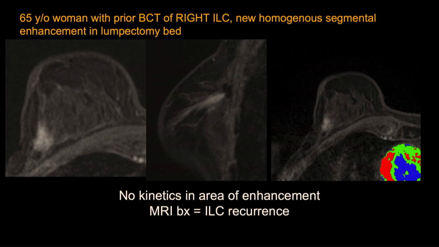And this is a really nice example of a 65-year-old woman who had prior BCT with right ILC, and you can see there's new homogeneous segmental enhancement in the lumpectomy bed, and there's absolutely no kinetics in the area. This underwent MRI biopsy and was an ILC recurrence.